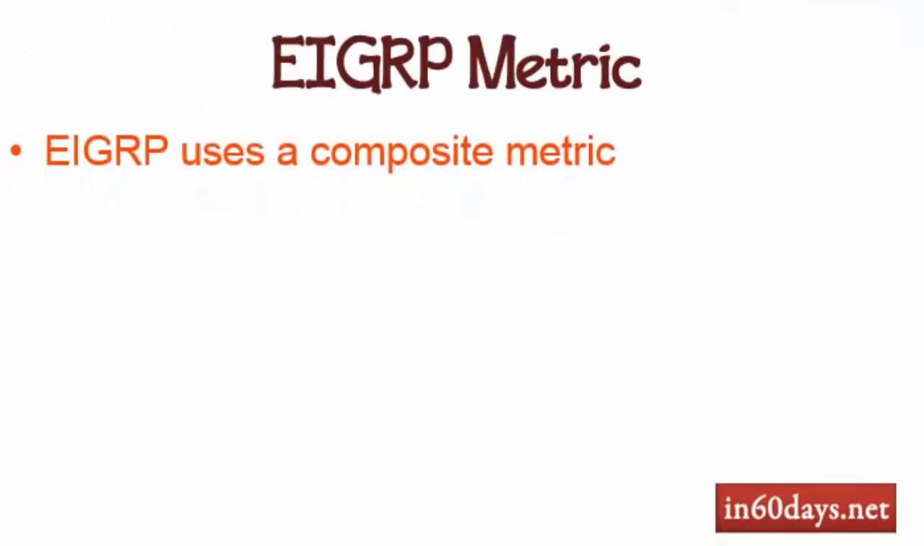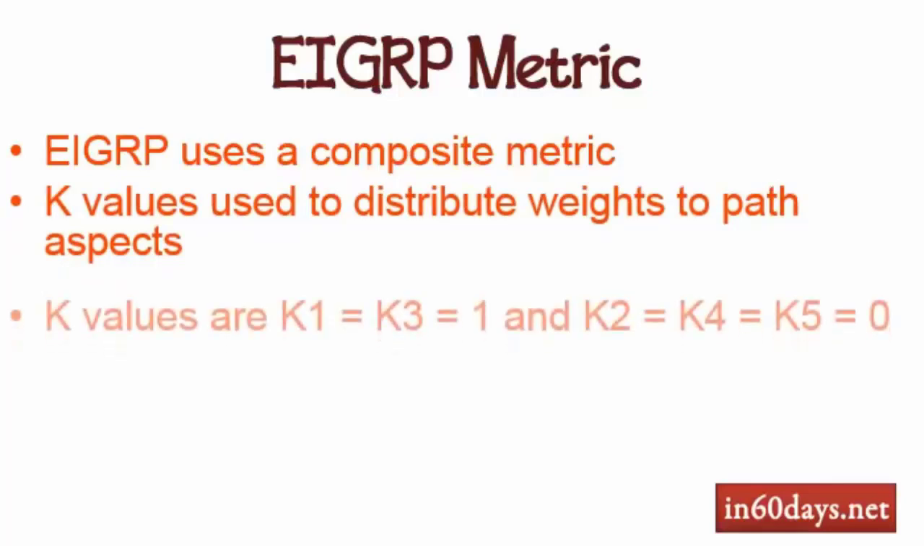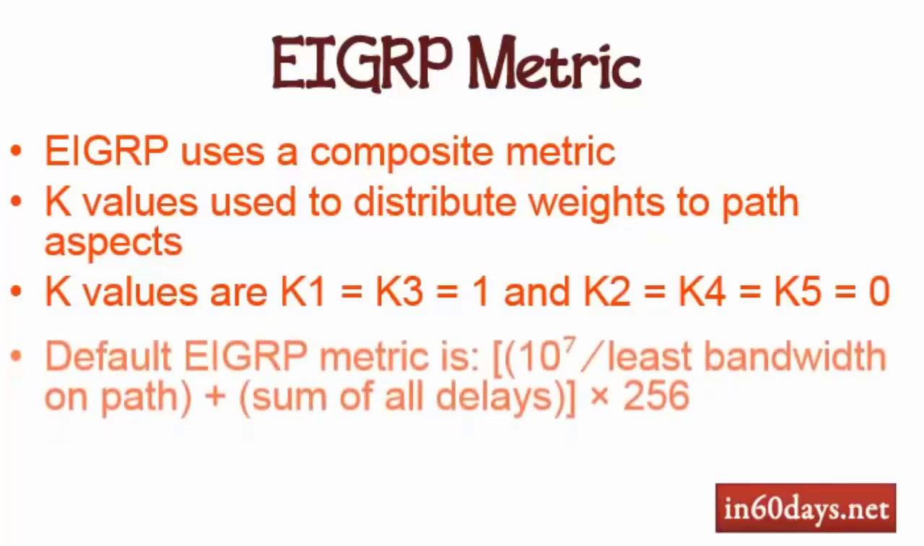EIGRP metric. Unfortunately, they've added this to the CCNA. I hope they don't expect you to know this, but K values are used to distribute weights to path aspects. The K values are K1 equals K3 equals 1 and K2 equals K4 equals K5 equals 0. So basically the values K2, K4 and K5 aren't used. You could configure these particular parameters, but this is beyond the scope of our syllabus.